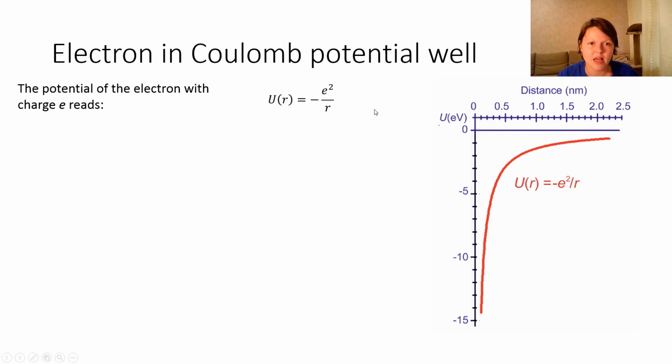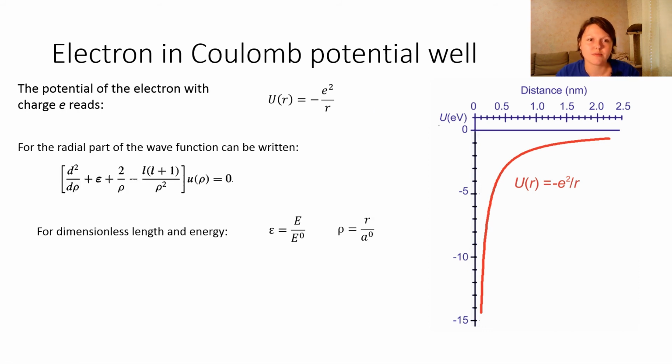If you remember from your school classes, the potential of the electron can be written like this one. I remind you that this is the case when the electron interacts with some particle which has such huge mass that the charge of the electron does not disturb it. So for this case, and here you can see the dependence of this potential.